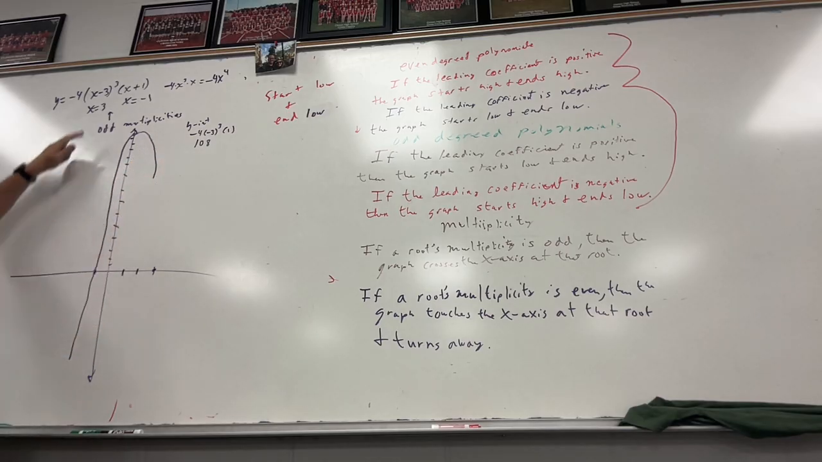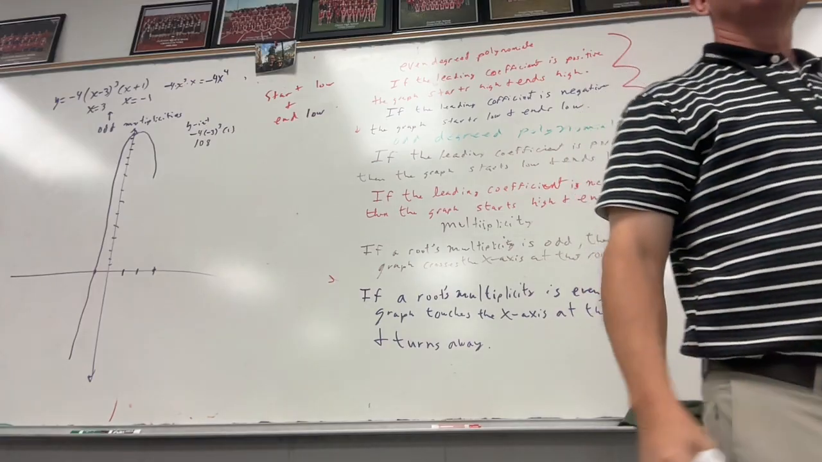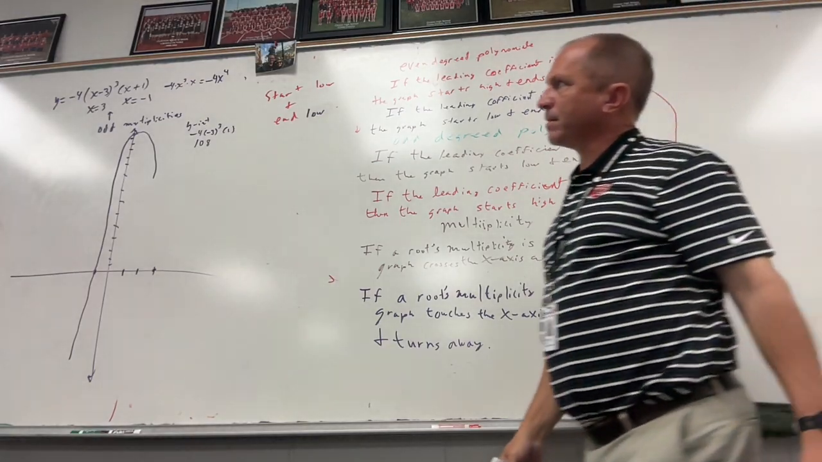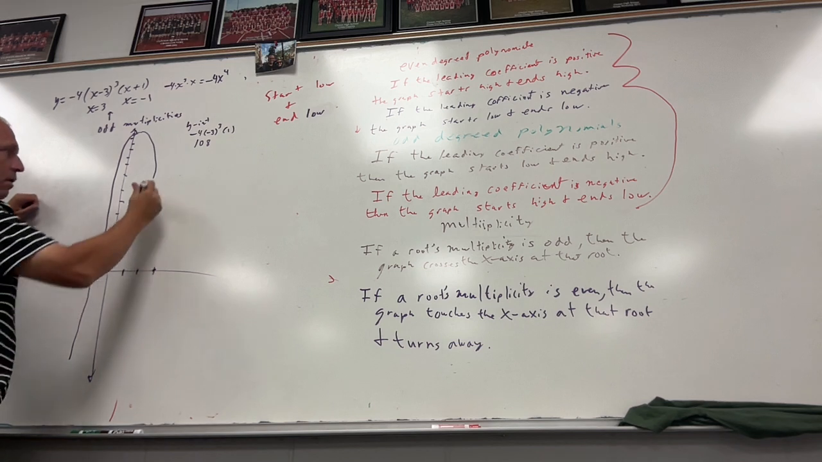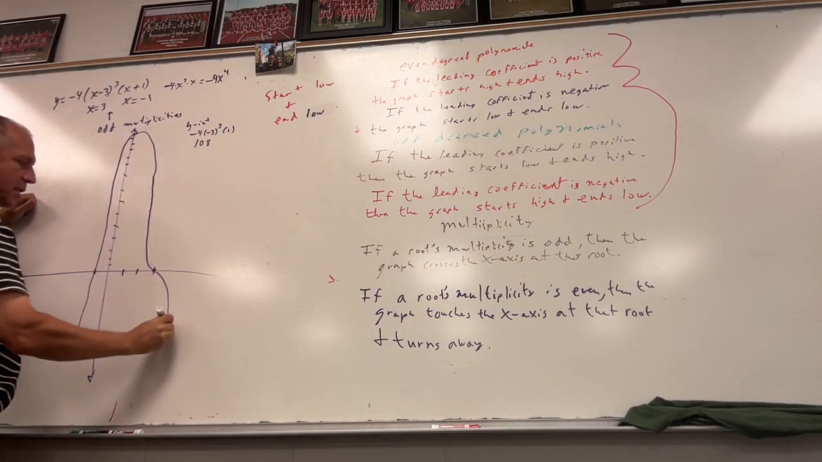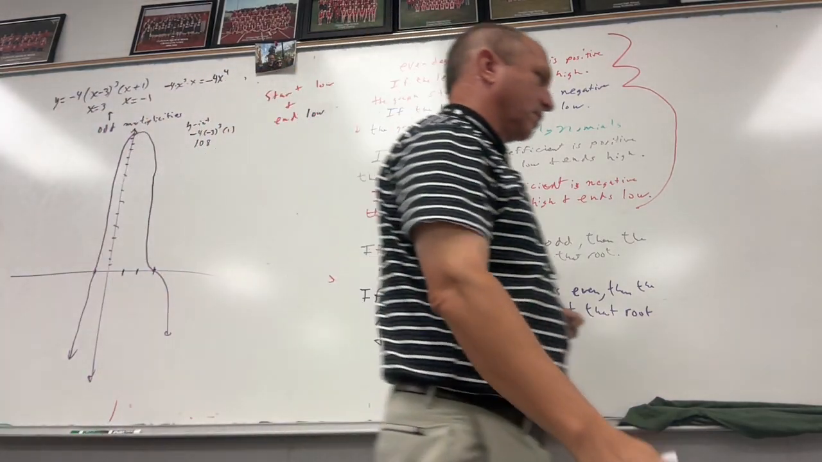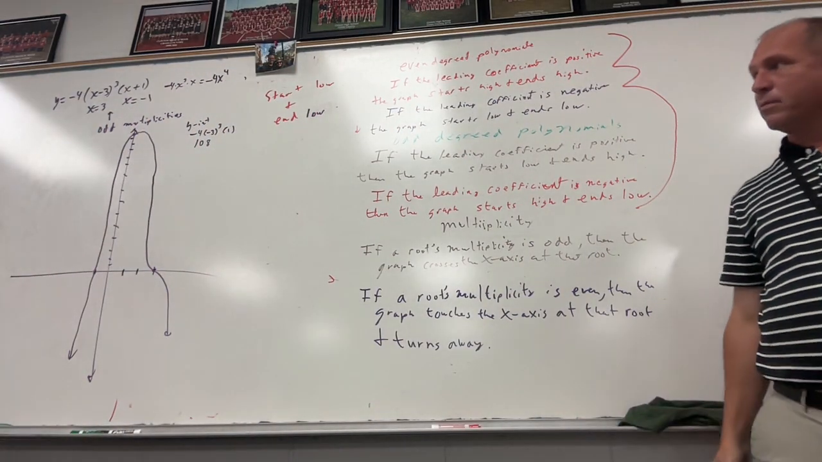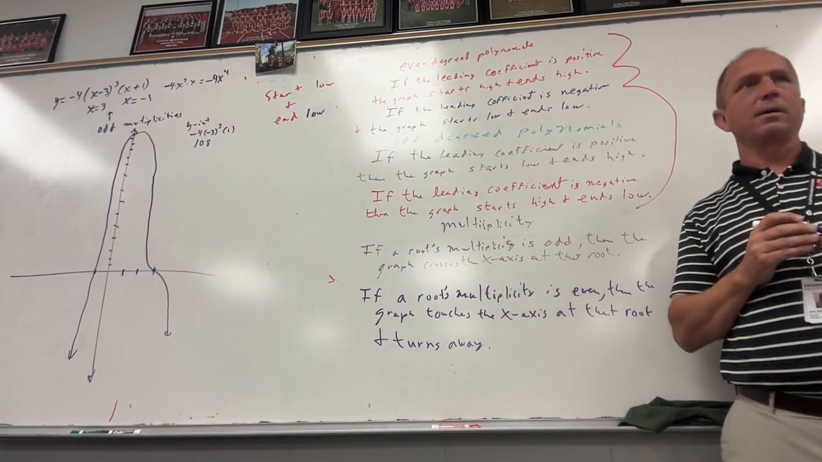Now, if this was just a 1, it would just cut straight through. But it's 3, so it's actually going to bend here when it crosses. Now, the explanation behind that has to do with calculus, and we're not going to get into calculus in here. But that graph is going to take on that shape right there.